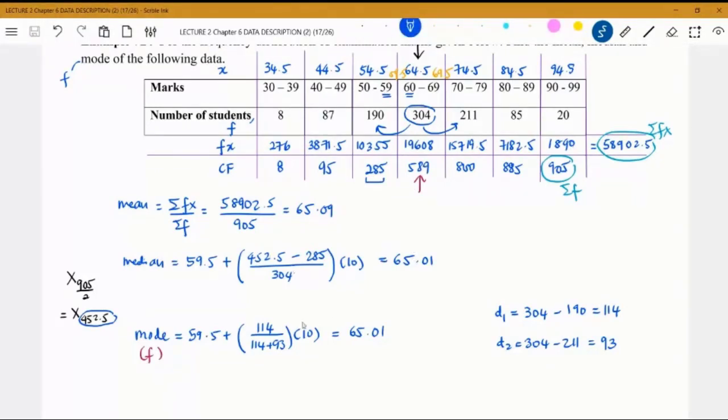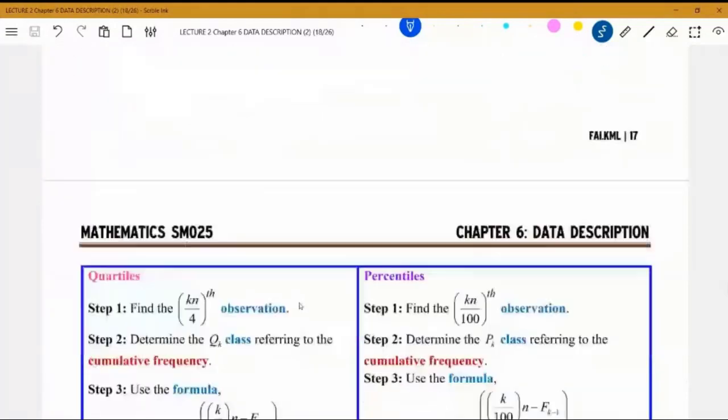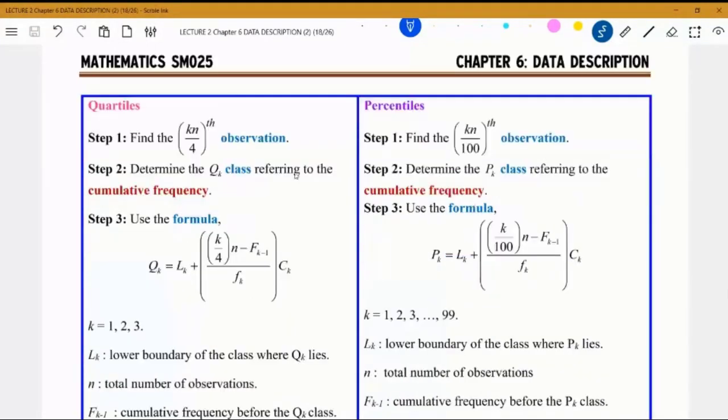So the next one is quartile and percentile for the group data. For the quartile and percentile, the first step is to find the observation. For the quartile, we divide by 4 times n, and for the percentile, we multiply the percent by n. Once you have the observation, you have to determine the quartile class or percentile class.